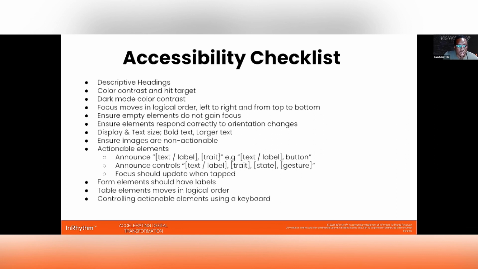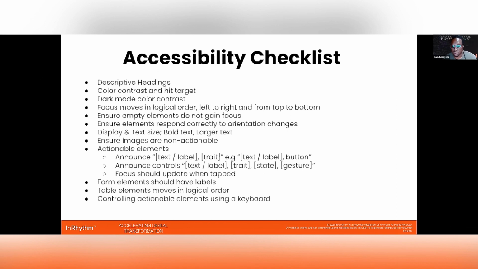So number 1, have descriptive headings. Make sure you label each element as a heading if it is a heading. And I'm sure Ilya will go into that later when talking about the accessibility elements. Color contrast and hit targets are important. We saw that in the report also. Dark mode, color contrast: test the app in dark mode, and that's pretty much a basic thing you should do.